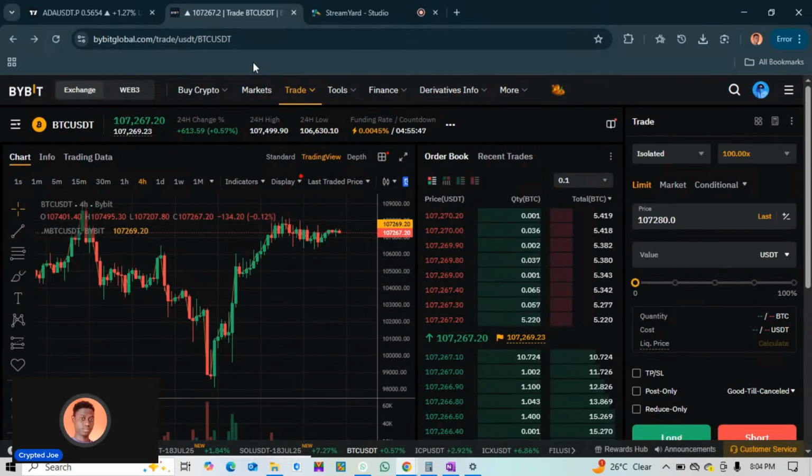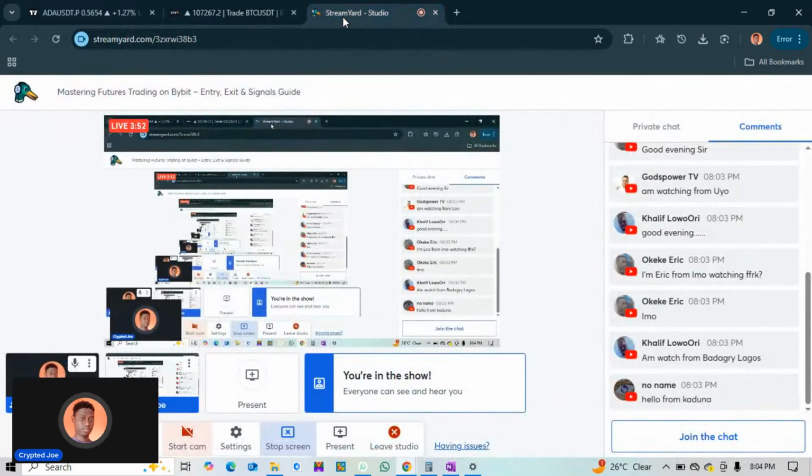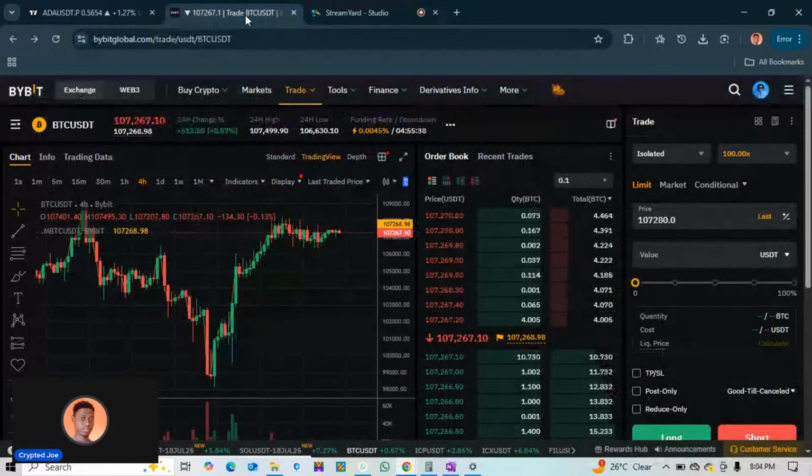So today we are talking about mastering futures trading on Bybit, entry, exit, and signal guide. How you enter trades, how you exit, and if you are given a signal, how you can place it properly for good use. And also how to build your confidence. Once you are doing something over time, you tend to become confident and conversant with that thing.